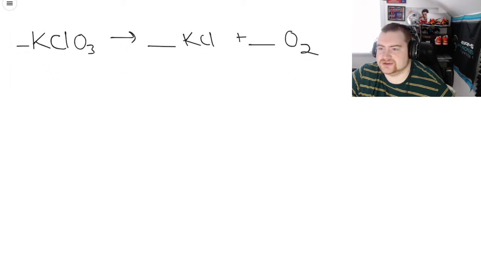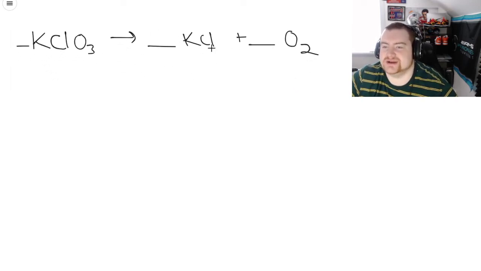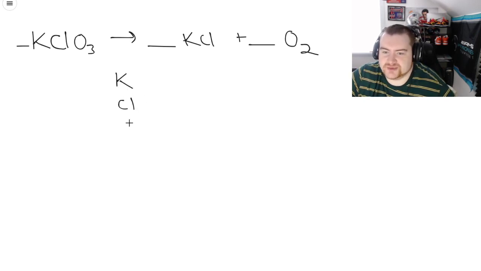Okay, for the last one, we have KClO3 breaking down into KCl and O2. So for this one, we're going to start off with our potassium. We have chlorine, and then we have oxygen. So we'll add these up. We have 1 potassium on the left, 1 on the right. Chlorine, we have 1 on the left, and we have 1 on the right. And then we have 3 oxygen on the left and 2 on the right.